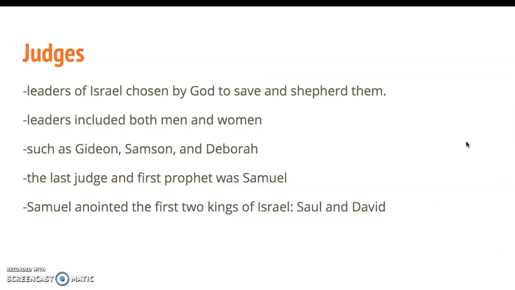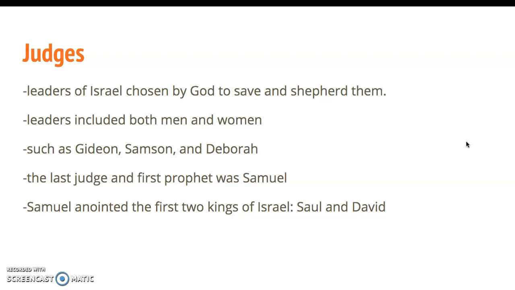After Canaan, the Promised Land has been conquered, it's going to be known as Israel. Judges are going to be the leaders of Israel. They're going to be chosen by God to save and shepherd them. It kind of follows a cycle. The people of God fall away from worshiping God. The Hebrews fall away from worshiping God.